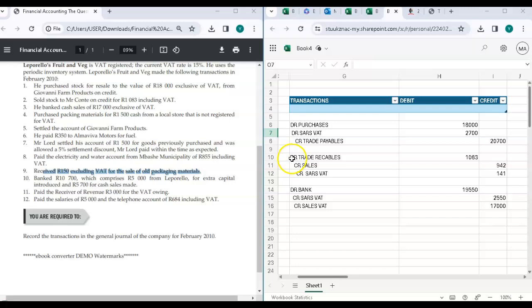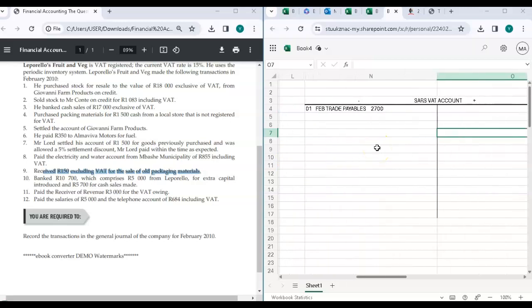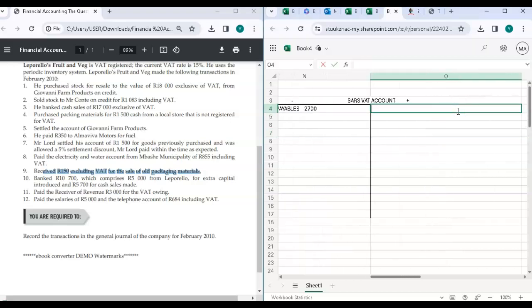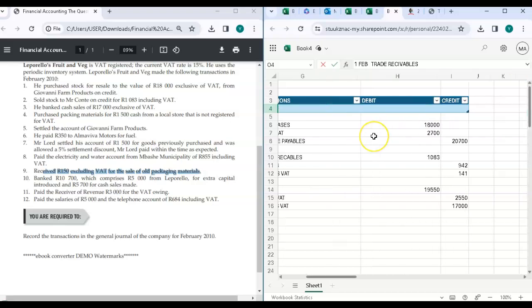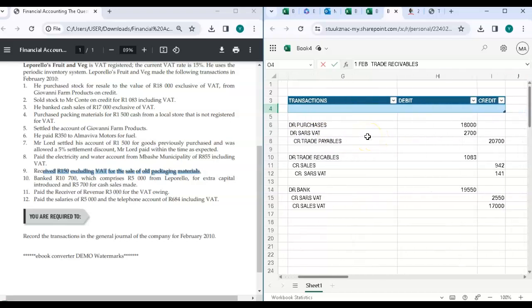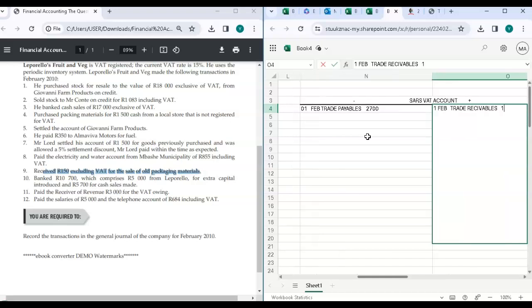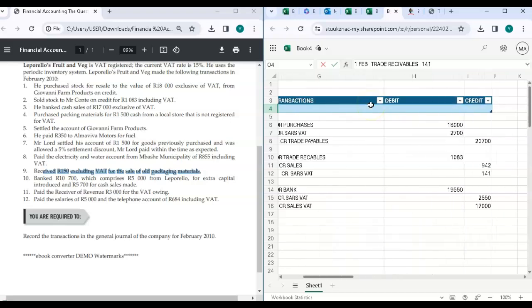Now to record VAT, let's see. If we look over here, it's debit trade receivables and credit sales. So, credit SARS. You go on the credit side of SARS, and you know the contra would be trade receivables. So let's put the date. Then the contra would be trade receivables, and the amount, which is the VAT amount. Remember, only the VAT amount, which should be 141. Remember, everything you owe SARS goes over here, everything SARS owes you is over here, okay?